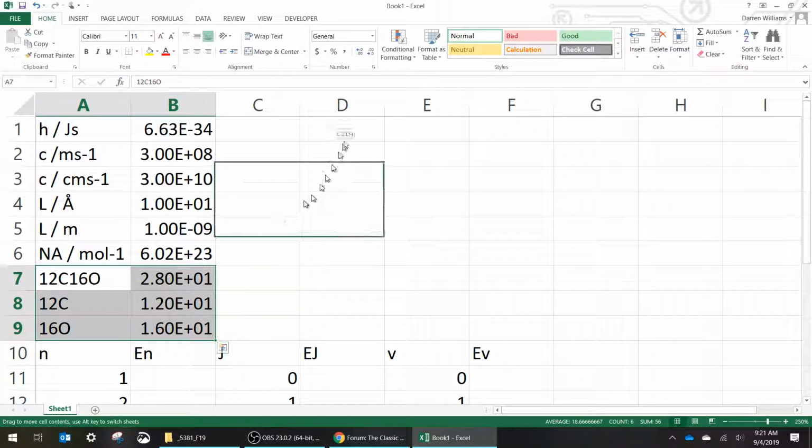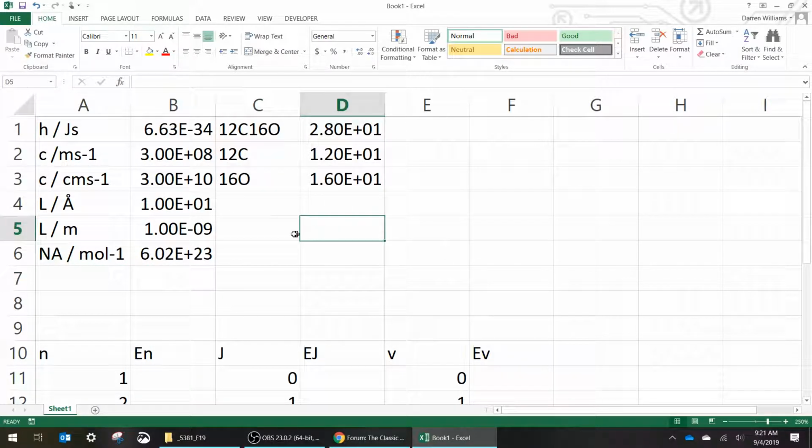N is unitless, right? Yes, N is unitless. All the quantum numbers are unitless.